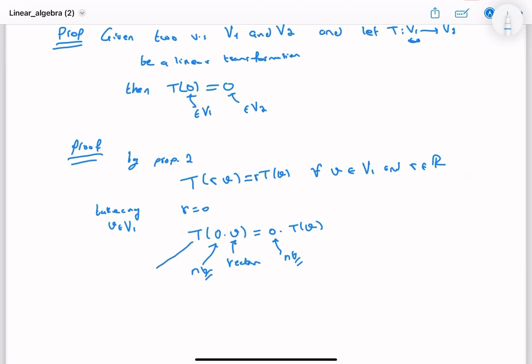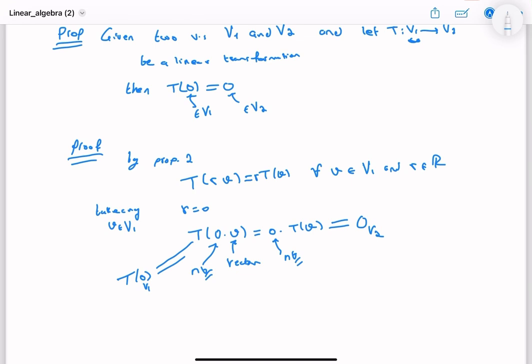So this thing is just T of 0, and this right hand side is just 0 because it's 0 times a vector, and thus it's 0. However, I should mention here that this 0 is the 0 of V1, and this 0 is the 0 of V2. These are the zero vectors, right? So this is what we have.